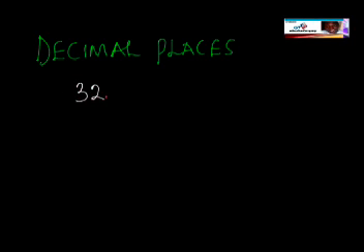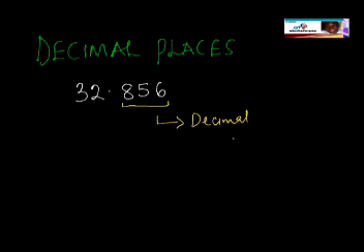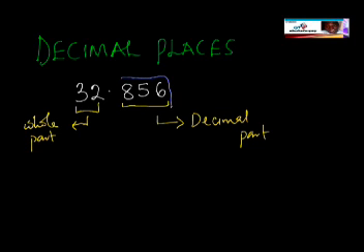Supposing you have 32.856. The decimal part refers to these numbers that come after the decimal point. This is the decimal point, so this is the decimal part of the number. And remember, this side is called the whole part. We don't deal with the whole part when we are talking about decimal places. So our emphasis only focuses on this part here.